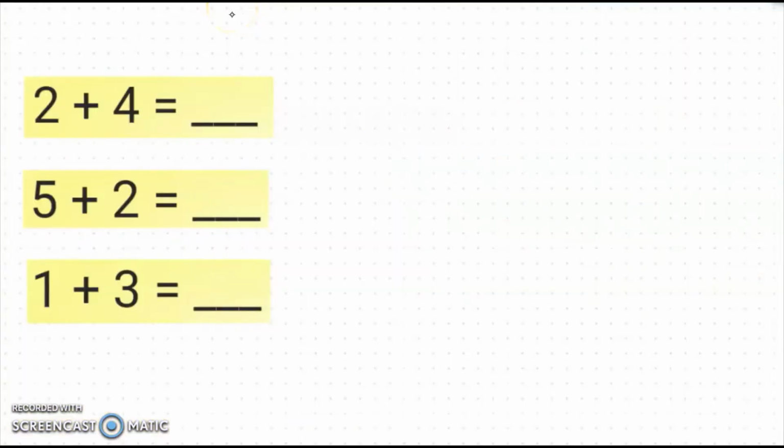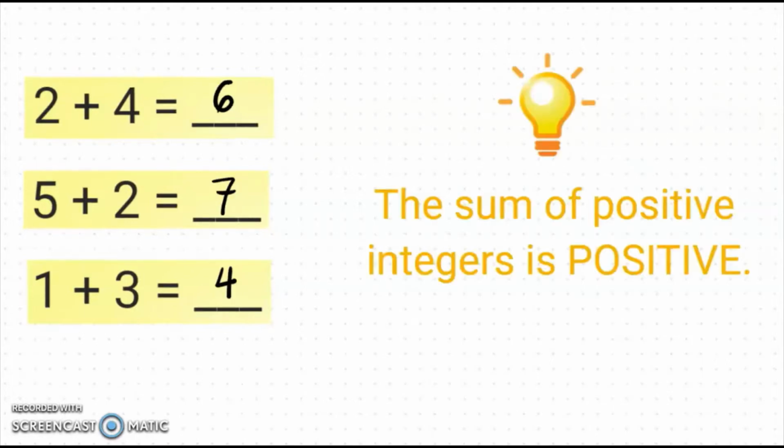Now, what conclusion can we give from our first 3 examples? 2 plus 4, a positive 2 plus a positive 4 is a positive 6. A positive 5 plus a positive 2 is a positive 7. And a positive 1 plus a positive 3 is a positive 4. What conclusion can you give? That's right. We can say that the sum of positive integers is also positive.